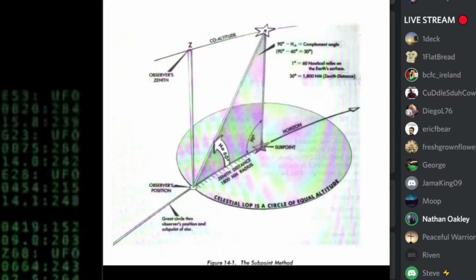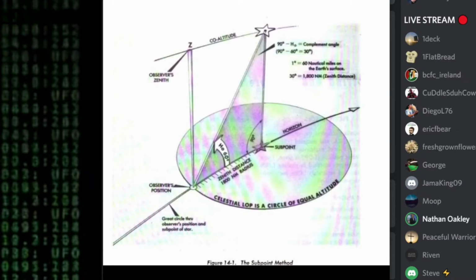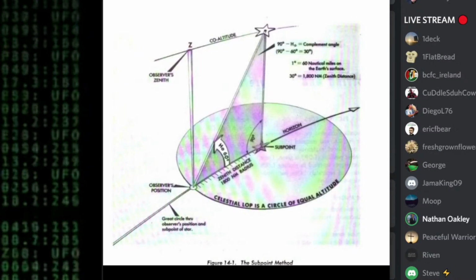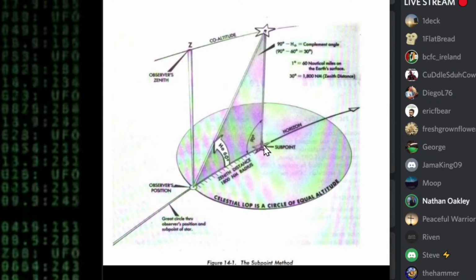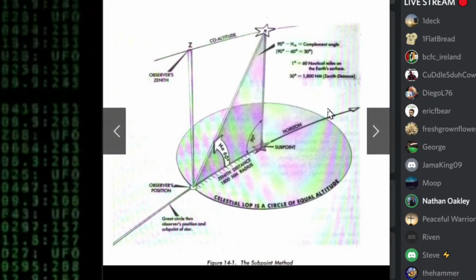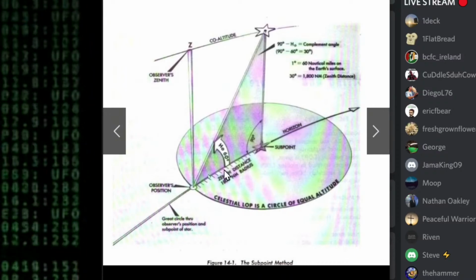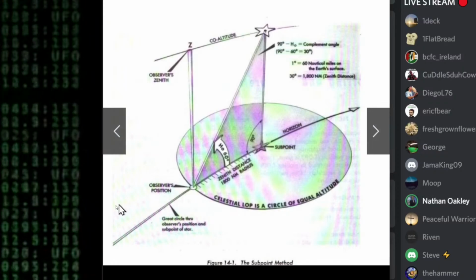If we go through the Euclidean axioms, number one, a straight line can be drawn between any 2 points. So a straight line from the observer, the ground beneath the observer's feet, to the GP of the star, that's a straight line. Number two, a finite line can be extended infinitely in both directions. That means that straight line can extend infinitely. That creates the equatorial plane.